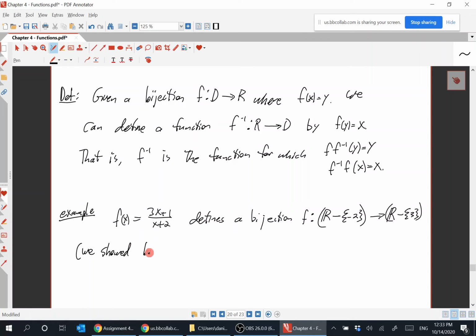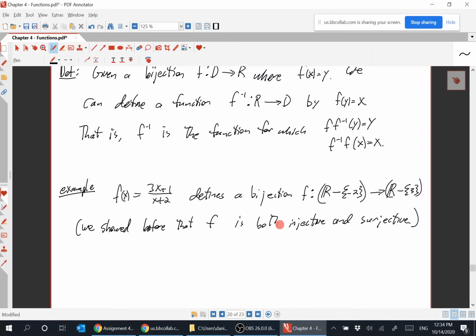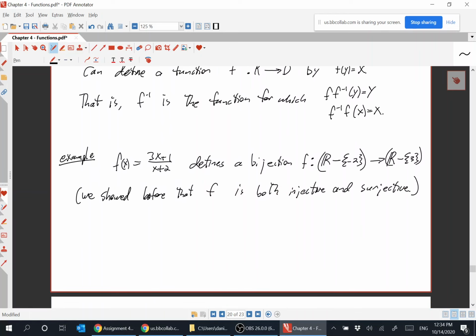Before, that f is both injective and surjective. All right, so there should be an inverse function. So f inverse should exist. Well, not should, but does exist.